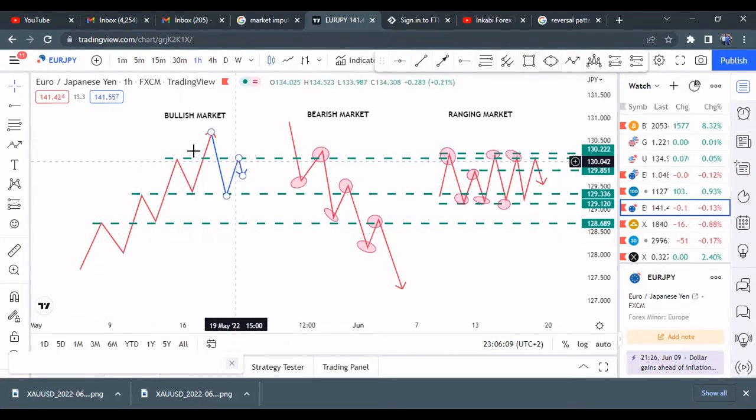All right, so we expected the price would be easy, but then the price decided to cross this area, which was our support. Yeah, this was our support, and then it broke the support area.